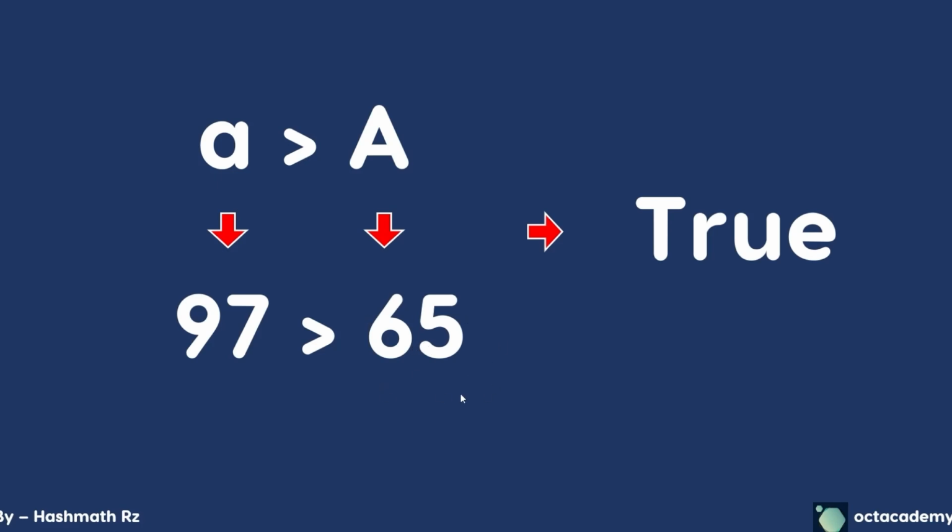So how does this return true? Because 97 is greater than 65. Simple maths, right? Hope you guys got the idea.